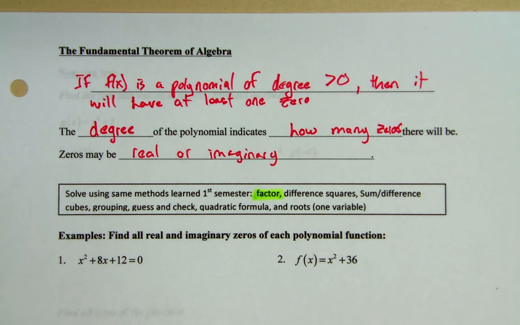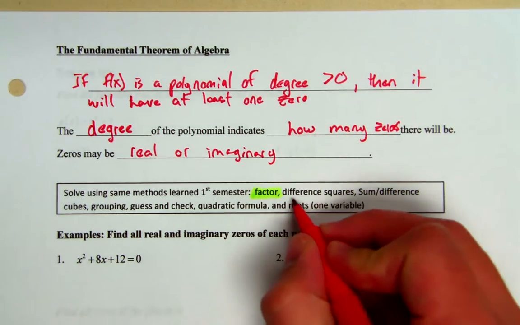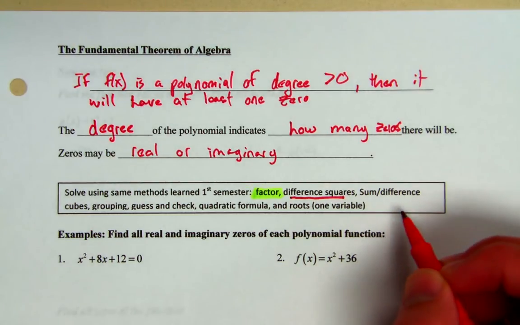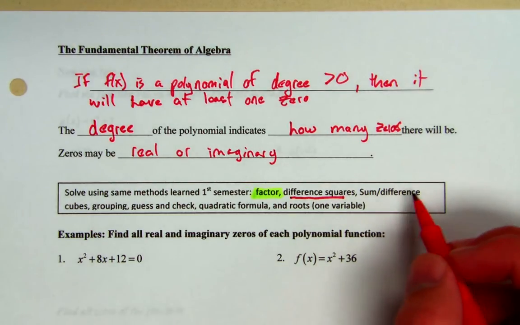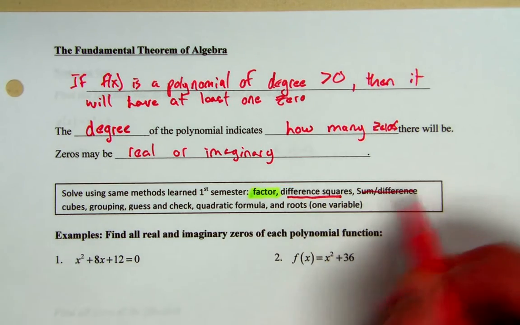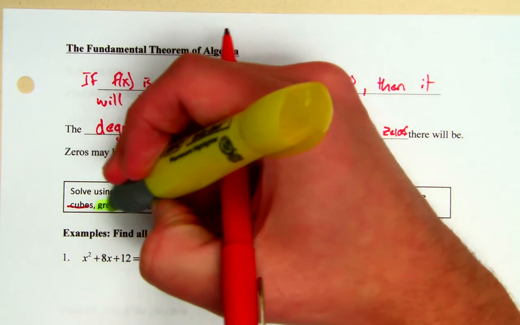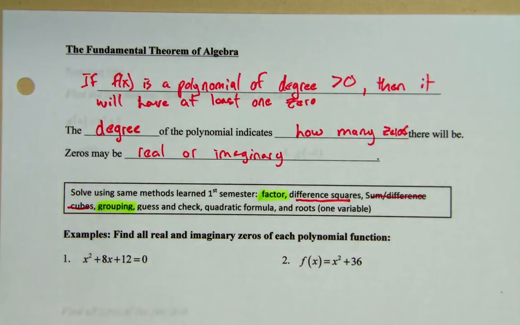Remember, that's where grouping comes in. We can use difference of squares, so it's like x squared minus 9 or x squared plus 9, that kind of thing. Sum and difference of cubes, we actually did not talk about this year, so you're not going to have to worry too much about those. Grouping, again, that goes with factoring. So anytime you have 4 terms, you might want to do that.